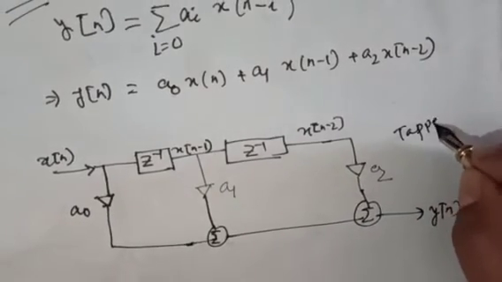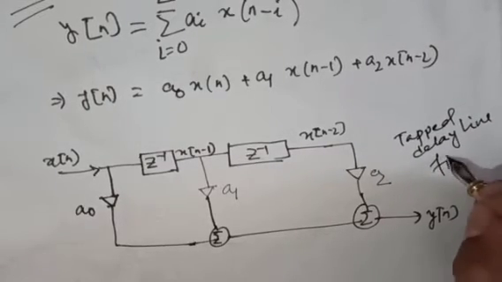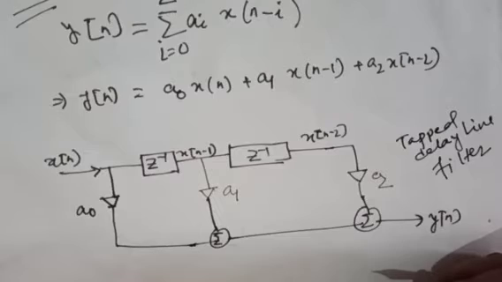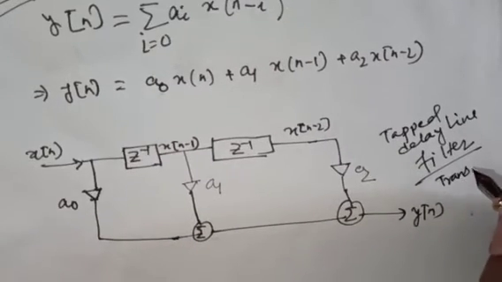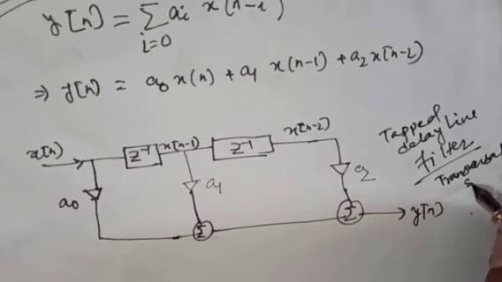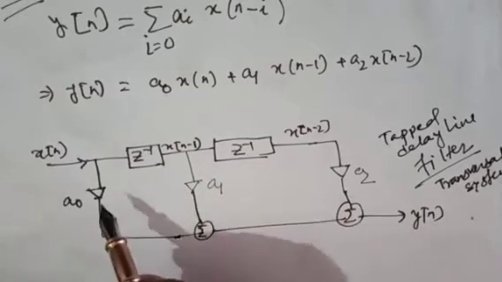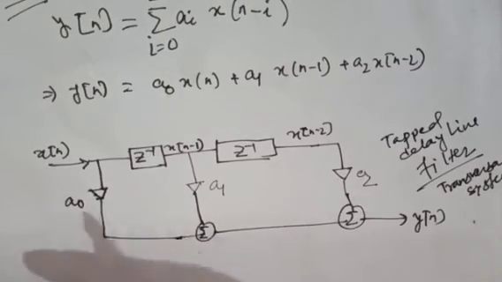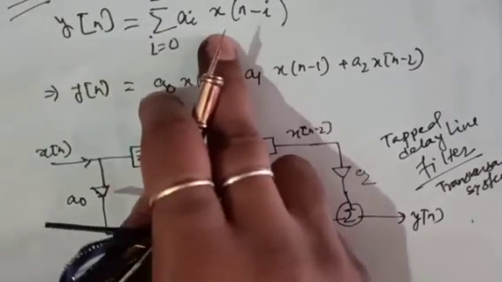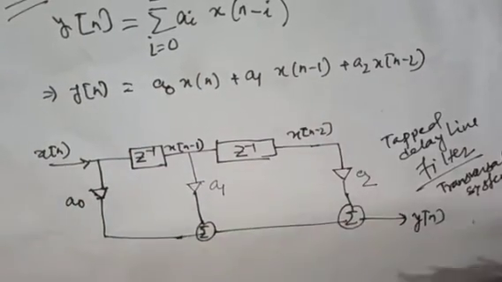So this is what we call a tapped delay line filter, or tapped delay line system, also called the transversal system. Why is it called a tapped delay line? Because these are the delay lines and being tapped with the weights a0, a1, a2, a3 like that. So this is the non-recursive realization. By default it is an FIR system and we have realized it directly, which is a non-recursive realization.